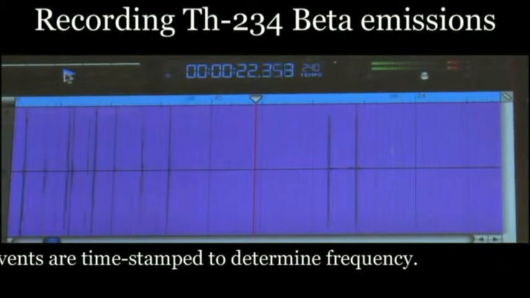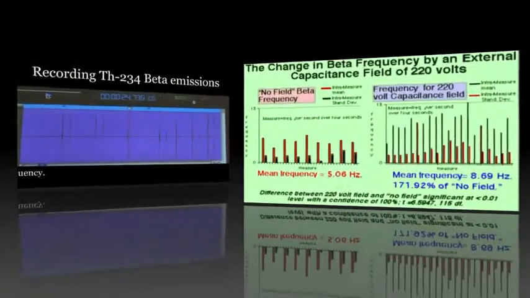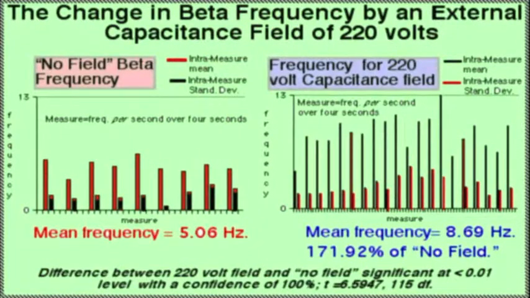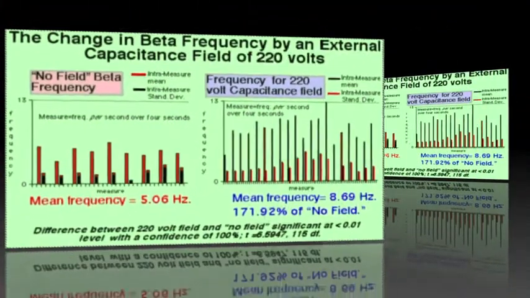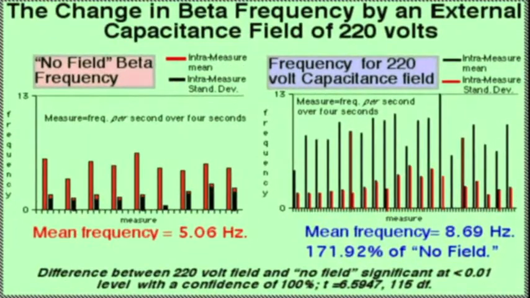The decay events are time-stamped to determine frequency. A beta field exists, because we are able to influence the beta field using an externally applied electrical capacitor field. An external capacitor time-stamped record from the Geiger counter provides the number of beta decay events for every second of the recording. The number of events per second is called the frequency of the decay events. We have grouped the frequency for each second into sets of 4 seconds and calculated the average for each set. Each of these sets is designated as a measure.